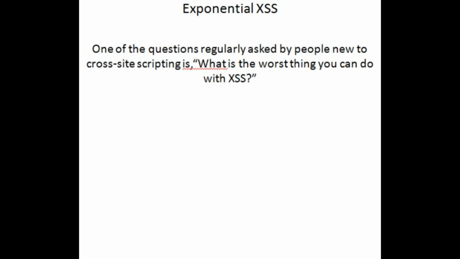Exponential XSS. One of the questions regularly asked by people new to cross-site scripting is, what is the worst thing you can do with XSS? Many of the individual attacks that don't require human interaction with the exploit are all bad individually, but what if we chained those attacks together? Or worse yet, what if we chained them together across a number of sites? What if a single XSS could traverse multiple domains and attack many different sites instead of just one? This is the concept behind exponential XSS.